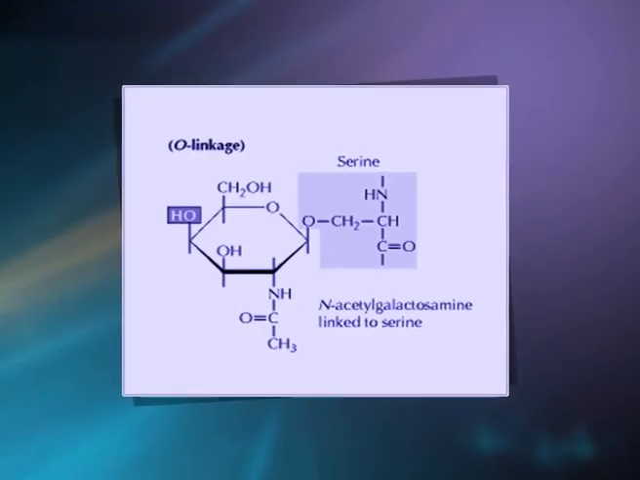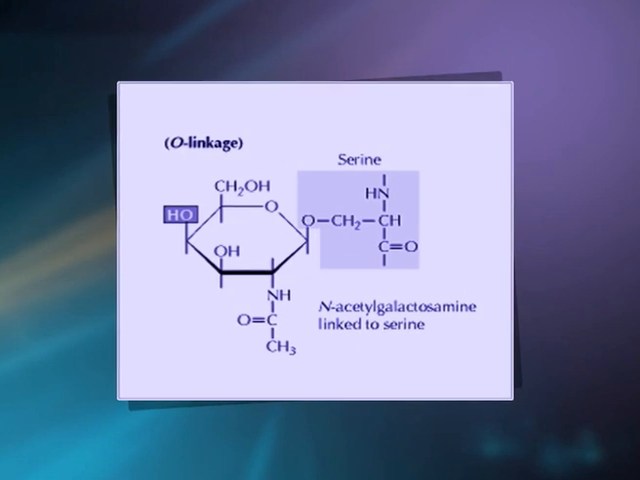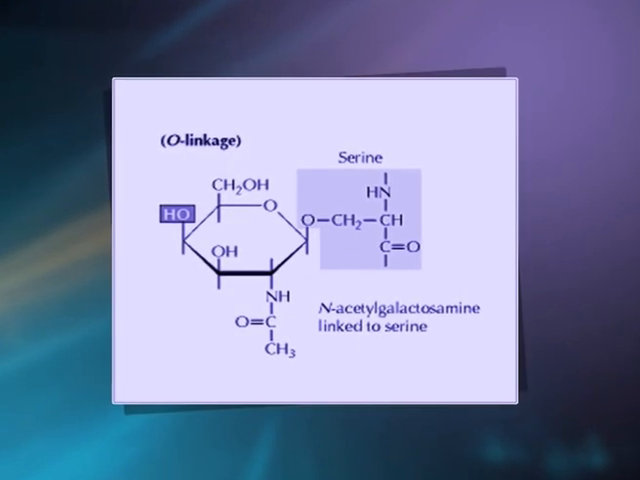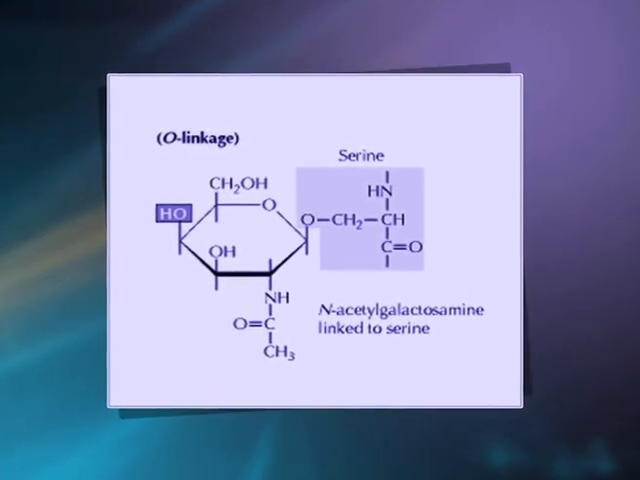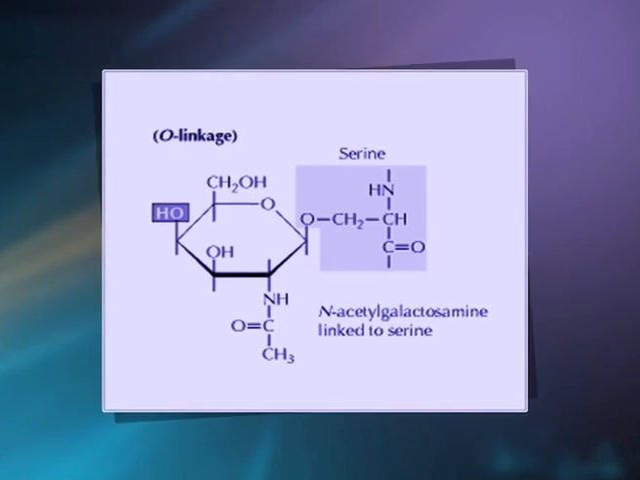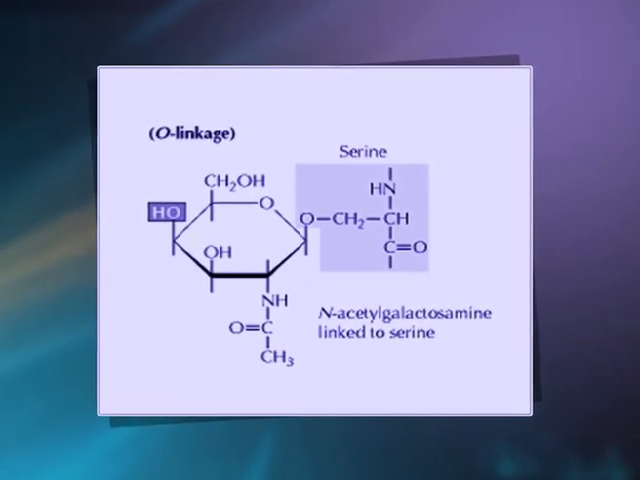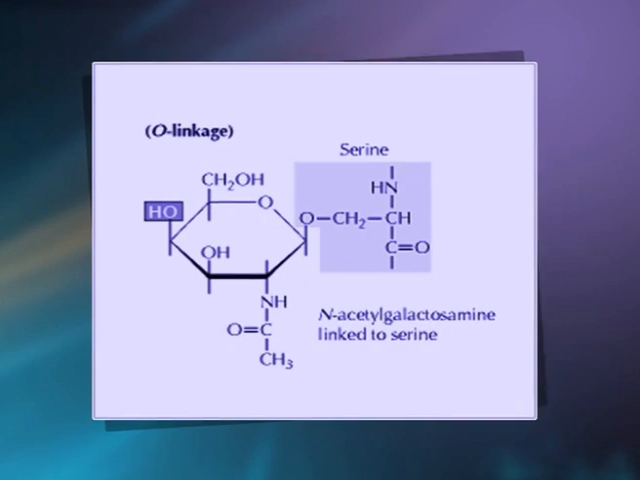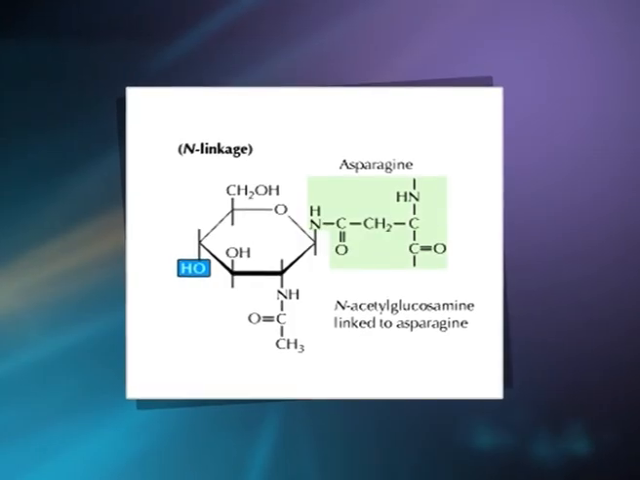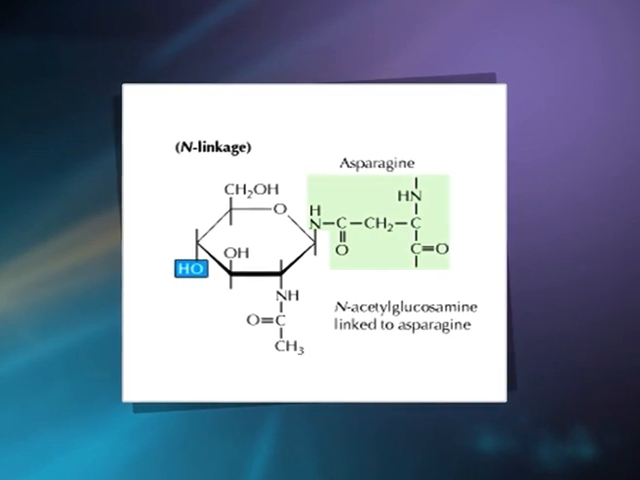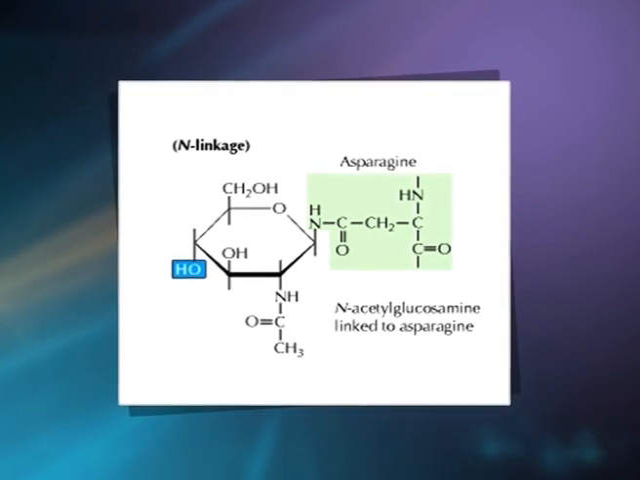O-linked glycosylation. It is the attachment of a sugar side chain via the hydroxyl group of a serine or threonine amino acid. Please see the figure on screen. N-linked glycosylation. It involves attachment through the amino group on the side chain of asparagine.